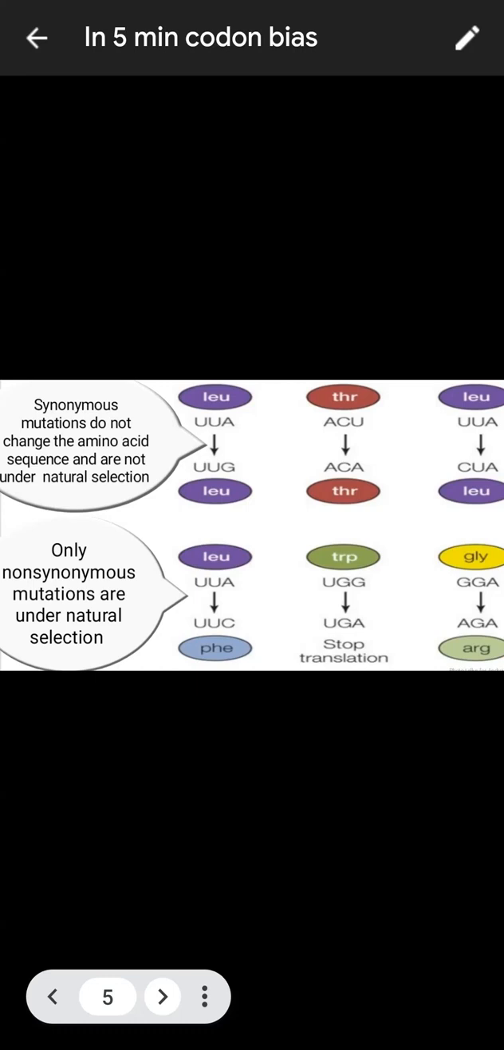If you go down lower, you can see that the mutation where the leucine is changed to phenylalanine. In this case, a UUA goes to a UUG. These mutations were considered in evolution to be non-synonymous, meaning not the same. And these were the codons that were changing the body and causing natural selection.